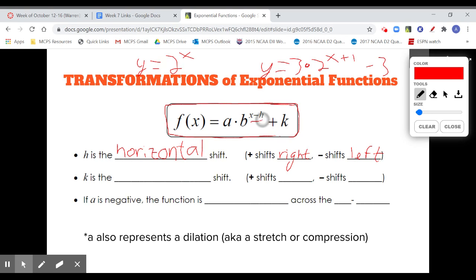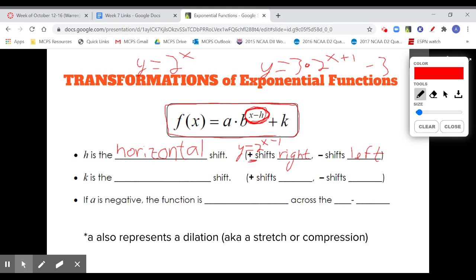Again, look at the form of this equation though. If I see x minus h as my exponent, what I'm looking at for a positive h value would be something like 2 to the x minus 1, right? If I plugged in positive 1 for h, I would have an exponent of x minus 1. So just be careful of that. So what I say is if h is positive, but you're not going to see plus 1. You're going to see minus 1.